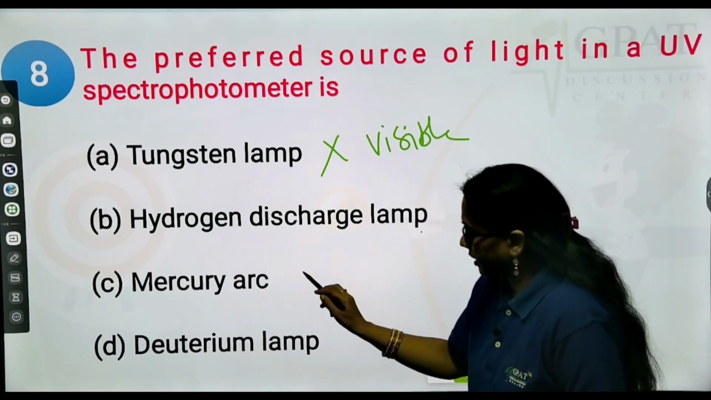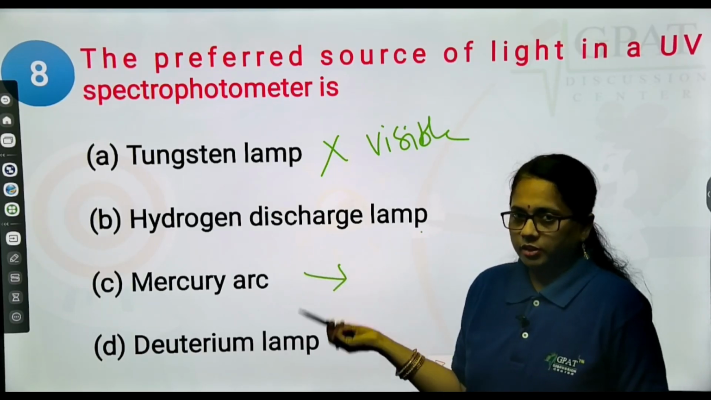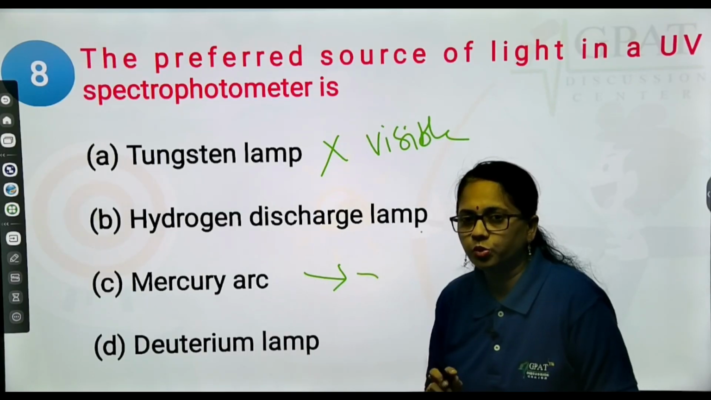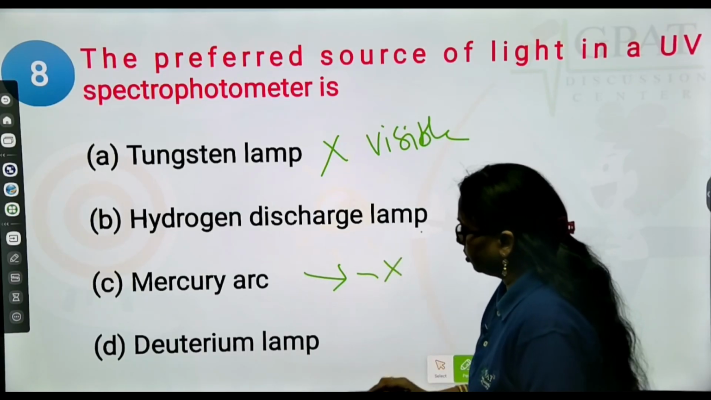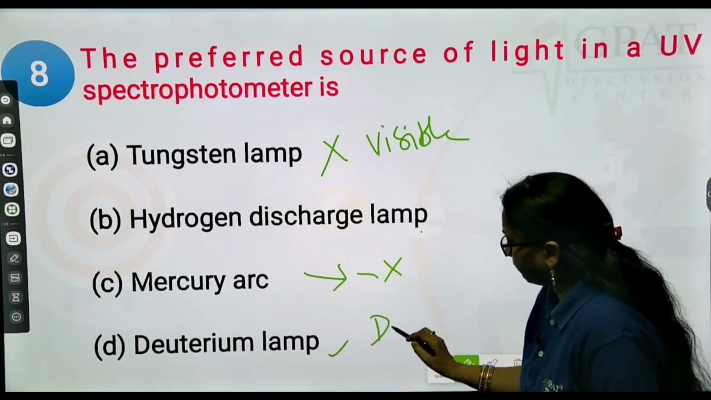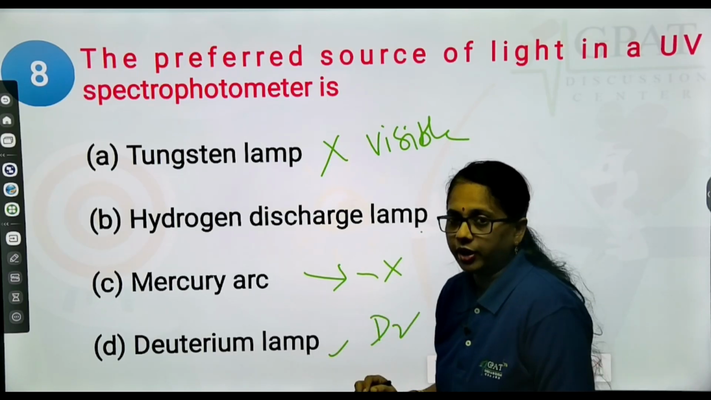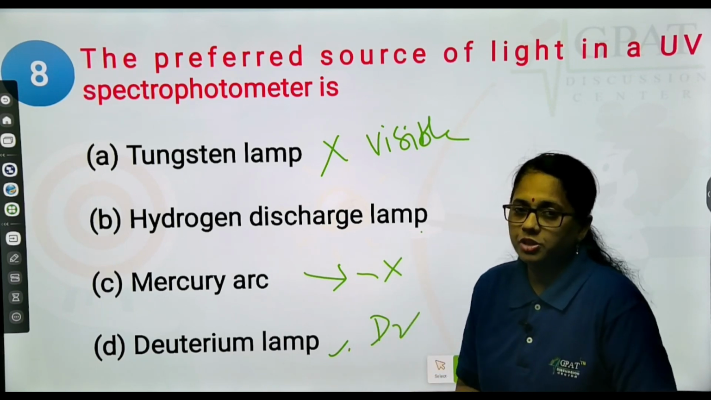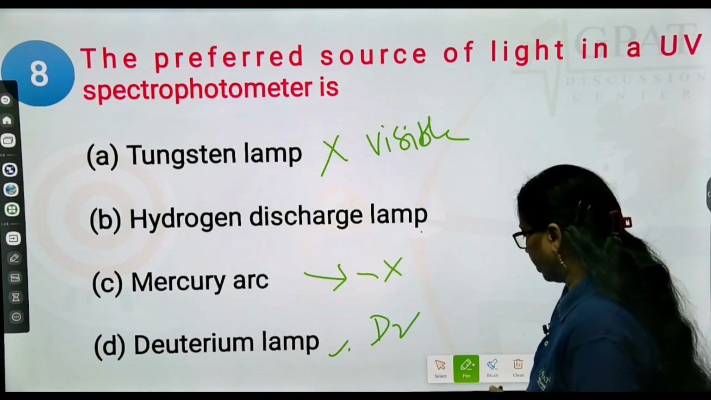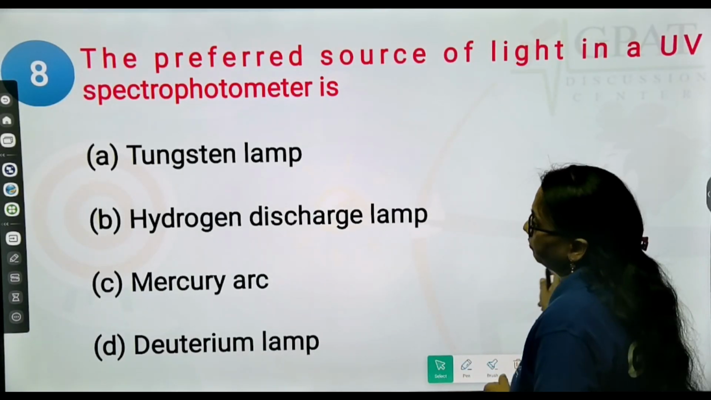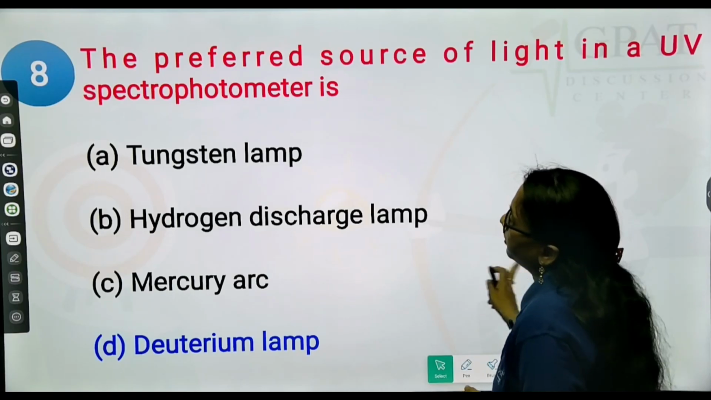Okay, the others can also be used for both UV and visible, but there are some drawbacks in the UV region, so that's why we do not use them. And the deuterium lamp, that means the D2 lamp. Deuterium is an isotope of hydrogen. It generates UV radiation in the range of 200 to 400 nanometers. So that's why it is the highly preferred one. Okay, so option D is the right answer.